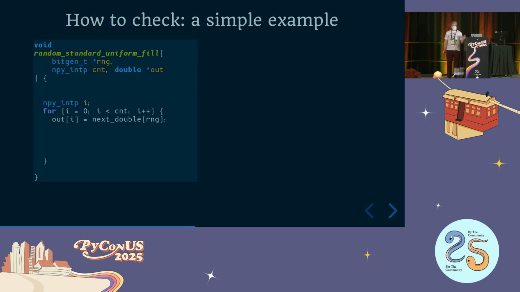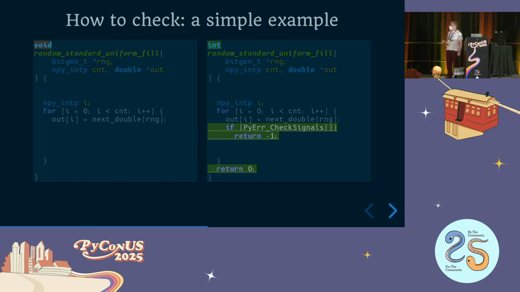So let's go through a simple example, really the simplest possible example of what change you might have to make. Here's random standard uniform fill, again somewhat simplified from the real code. It's just a for loop. If you haven't seen C before, for in C is just like for in Python, except you have to spell out the math. All it's doing is assigning each element of an array in turn to the next double precision floating point value from the random number generator.